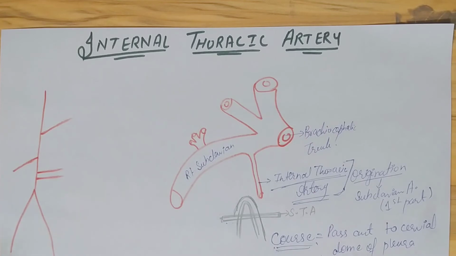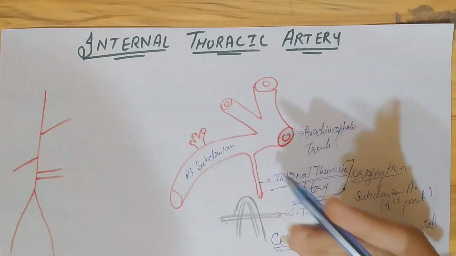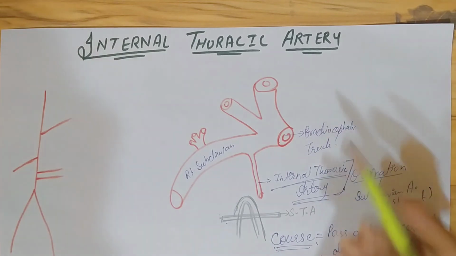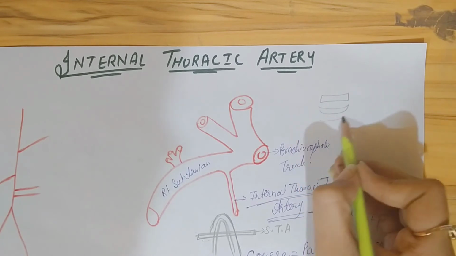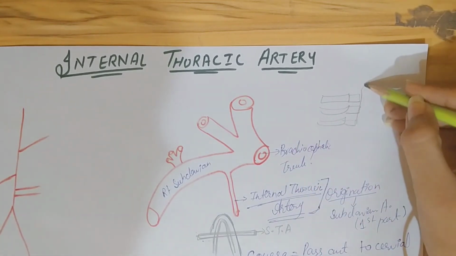Now coming upon the relations. Its relations are basically so easy that on each side it lies posteriorly to the costal cartilage, as its relations are something like that. Here we have our ribs. Here we have the costal cartilages. Then here we have the sternum.